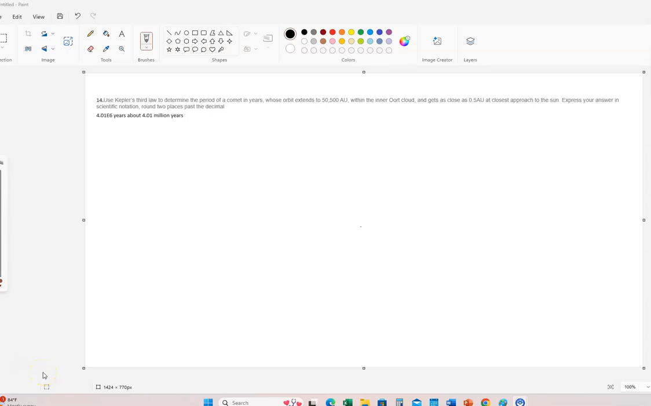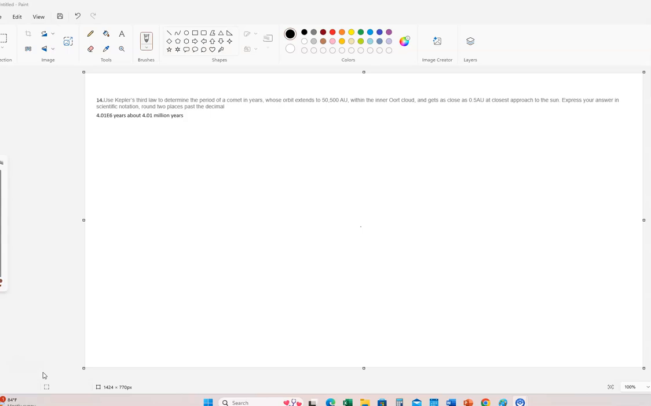All right, so here's number 14. Use Kepler's third law to determine the period of a comet in years whose orbit extends to 50,500 astronomical units, which is within the inner Oort cloud, just to let you know, which is the outermost part of the solar system, and then gets as close as 0.5 astronomical units at closest approach to the sun. Express your answer in scientific notation and round two places past the decimal.